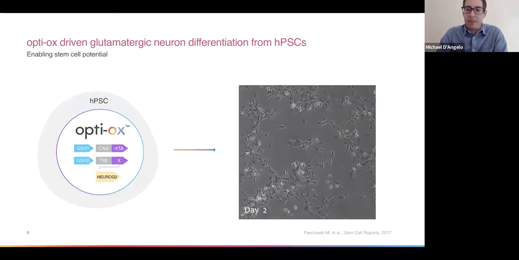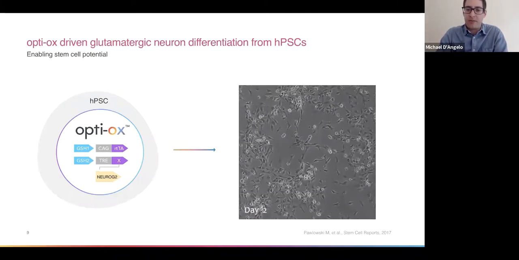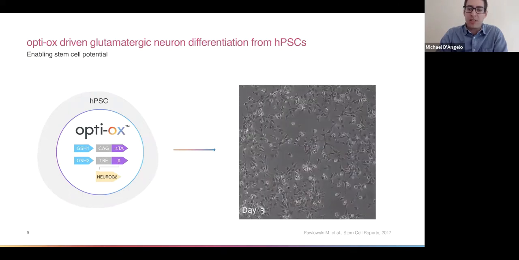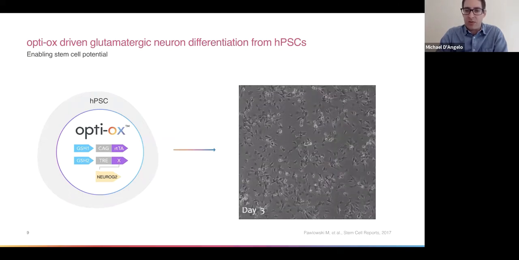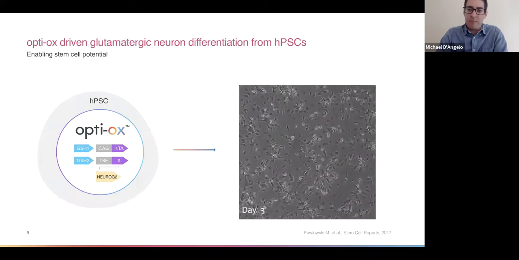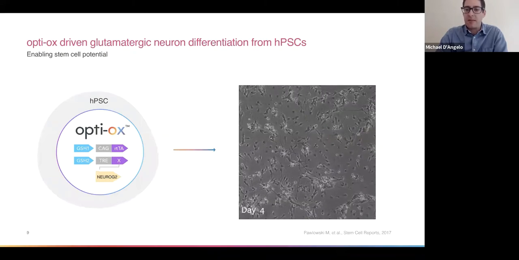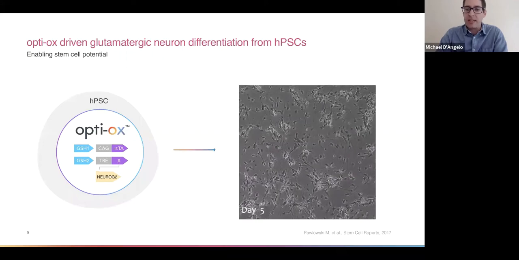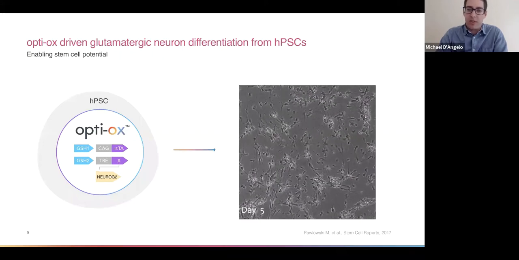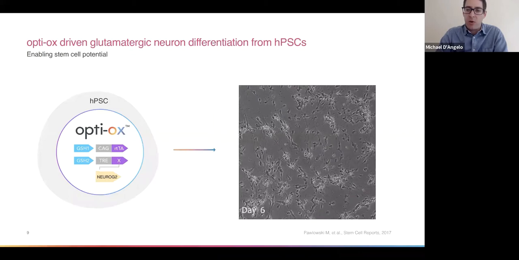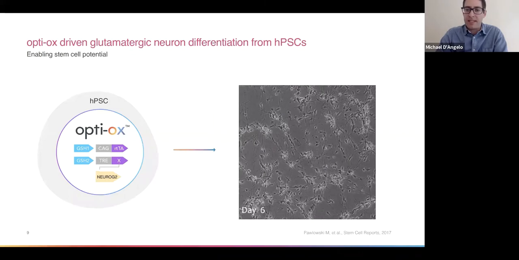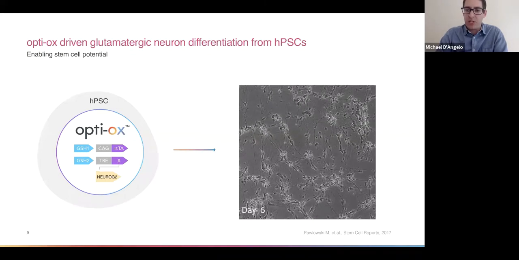This is a time-lapse image of cells differentiating into glutamatergic neurons. What you can see is that within just 3 or 4 days, they're already displaying neurite outgrowth, and then they become post-mitotic and they form a dense neural network within a week. So what's really exciting about this is the speed at which they're able to form such a dense neural network.